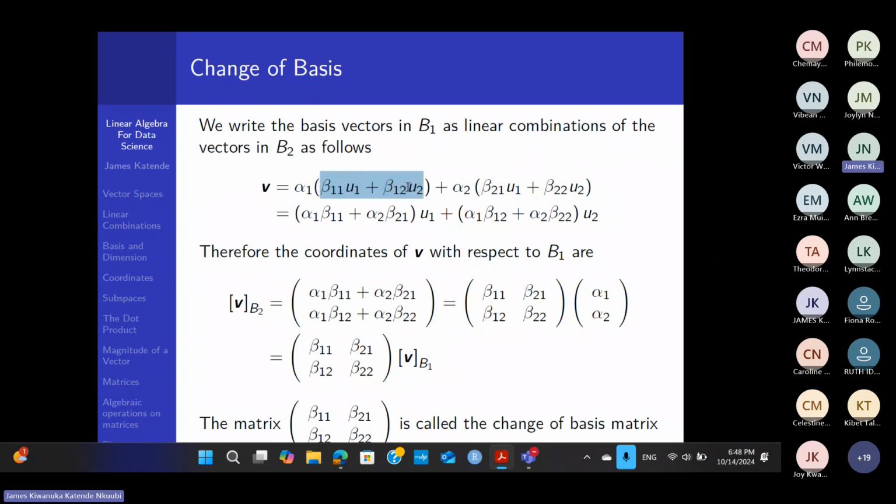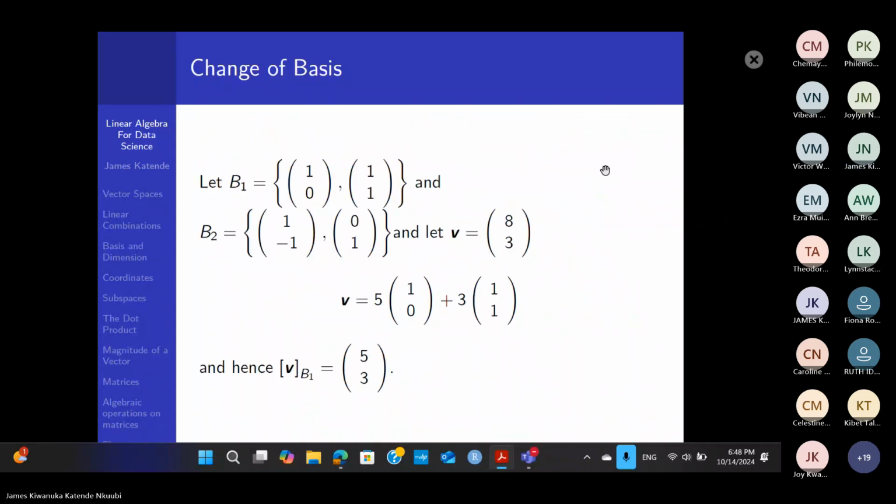So this is V1 written as a linear combination of U1 and U2. U1 and U2 are vectors. I should have made them bold. U1 here is a vector. The same here, U2 is also a vector in the second basis. So this again is V2 written as a linear combination of the basis vectors U1 and U2.